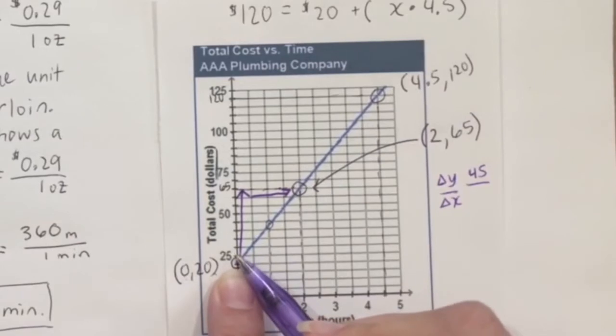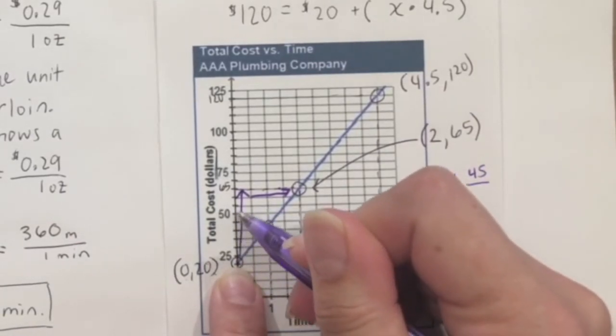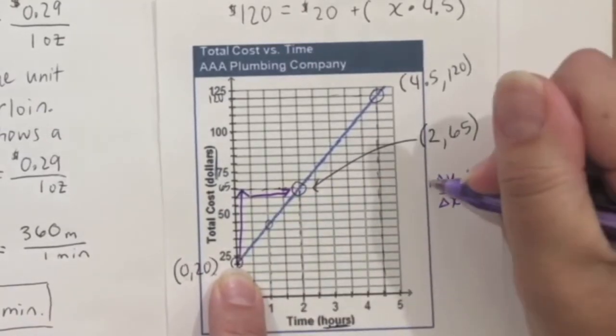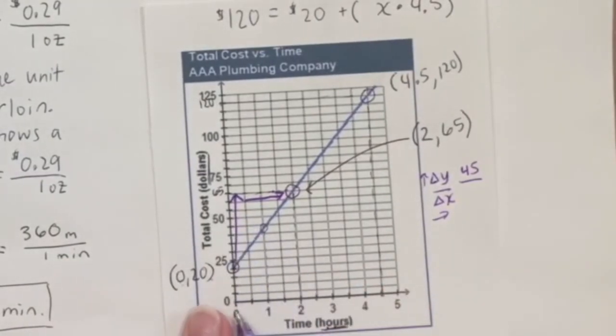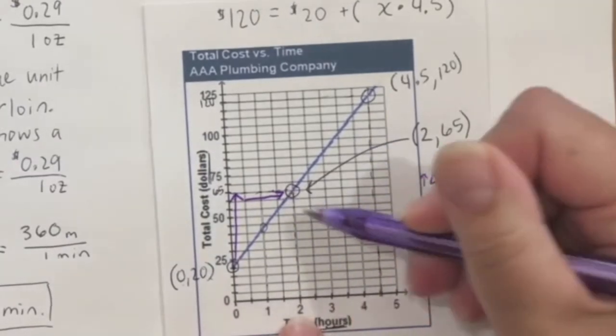Do you see that? We started at 20, and then we went up 5, 10, 15, 20, 25, 30, 35, 40, 45. So we went up 45. And then what did we go over? Well, we were at 0 on the x-axis, and we went over 2.